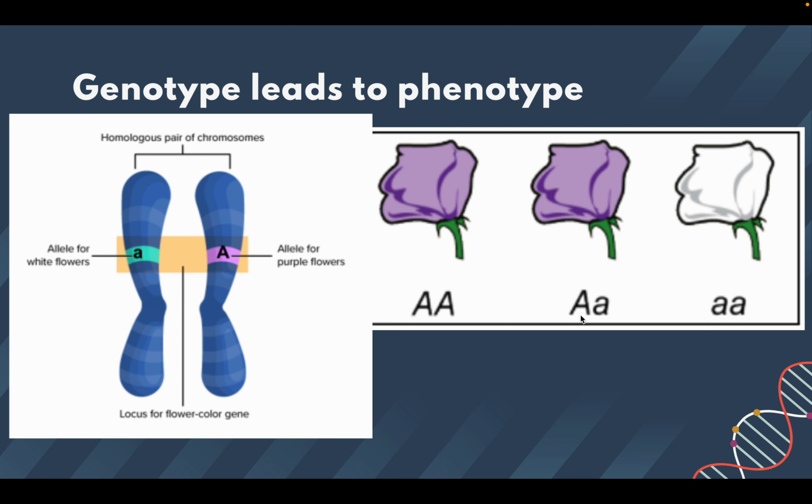When we have a capital allele A and a lowercase allele a, we have a genotype that is capital A, lowercase a. And this genotype leads also to the phenotype of a purple flower. Here in this last example, we can see the phenotype, or what it looks like, is white, and that is because its genotype is little a, little a, made up of two little a alleles.